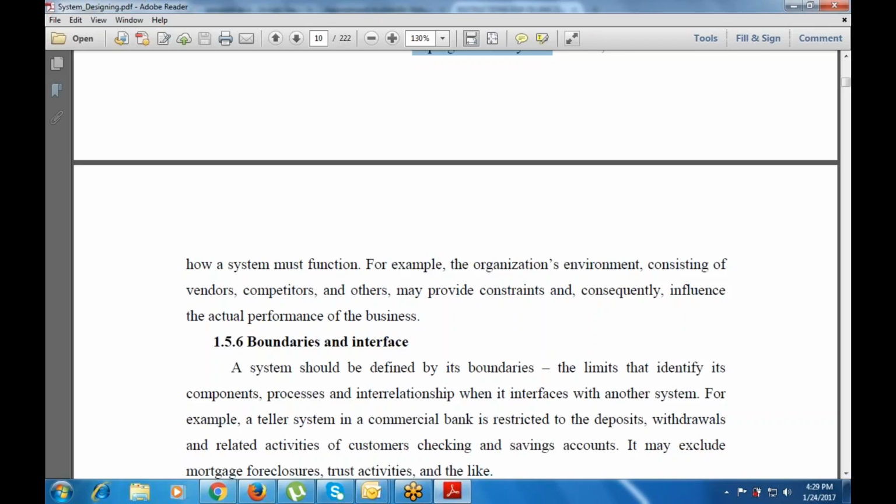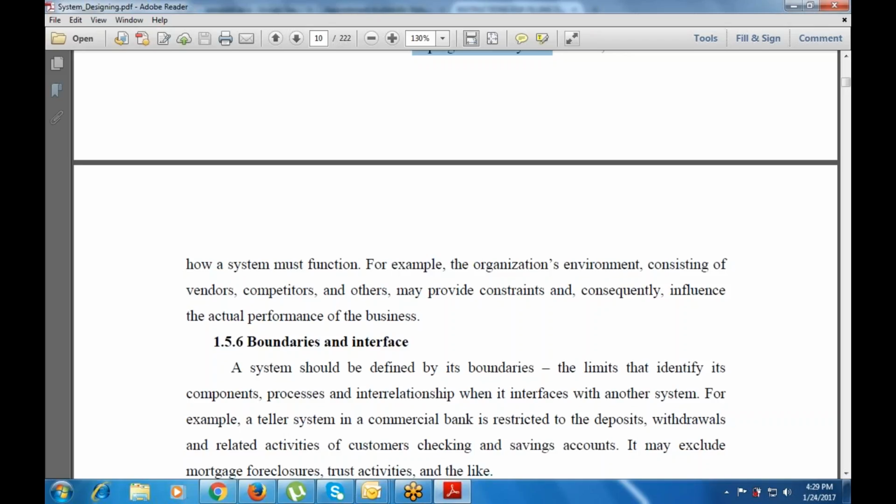The next topic is boundaries and interfaces. Whatever the boundaries and interfaces used, a limit or interface means how the system interacts with other systems. A system should be defined by its boundaries, the limits that identify its components, processes, and interrelationships when it interfaces with another system.